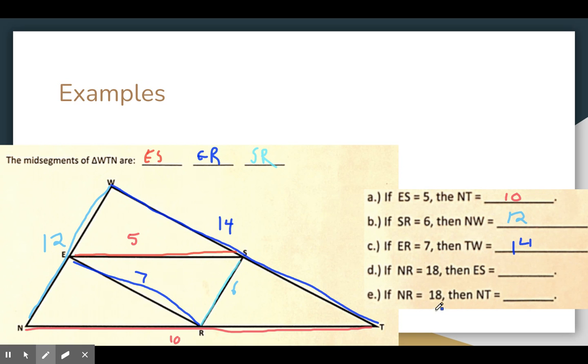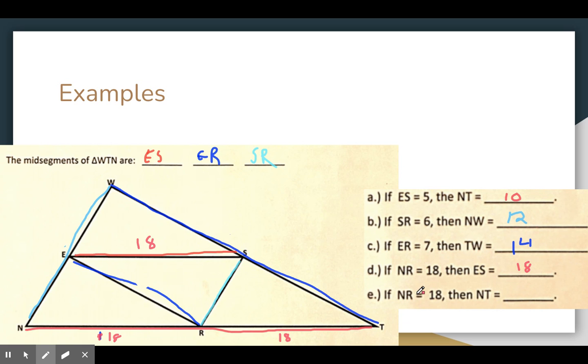Now, obviously, we have two other ones, and they're giving us different numbers. So if we erase all these numbers here, because now the numbers are changing. If NR, remember, NR is just this half segment over here, if this little piece is 18, that means that RT also is going to be 18. Then ES is half of both of these. Well, this is already half of the whole thing, so that means this one's also going to be 18.